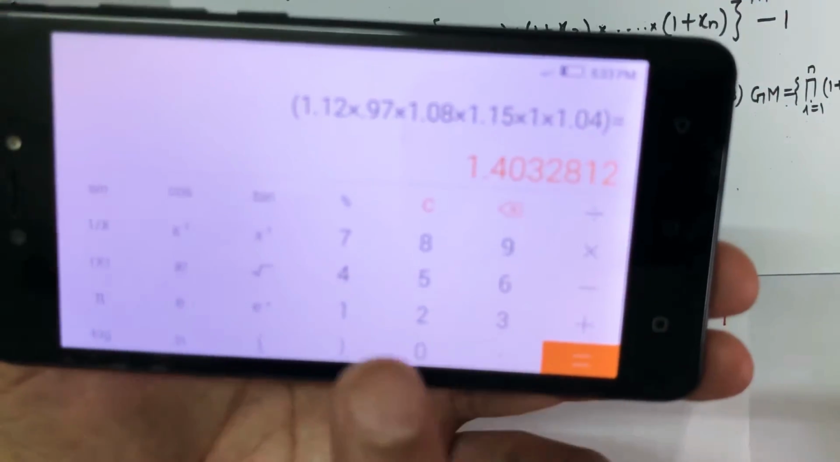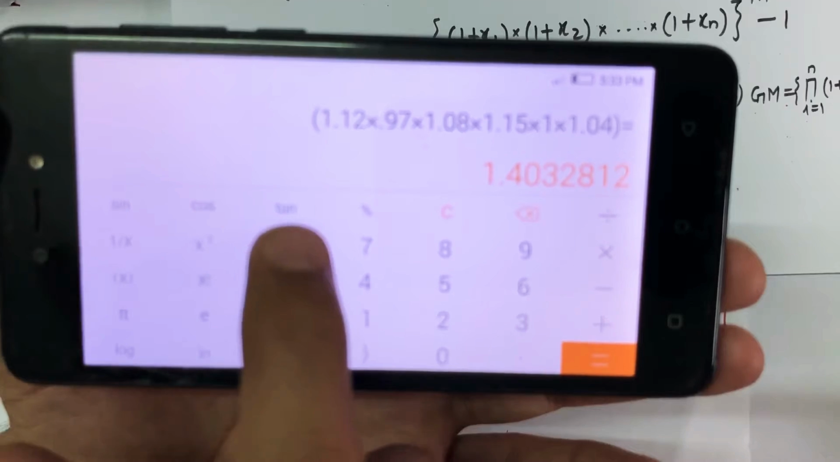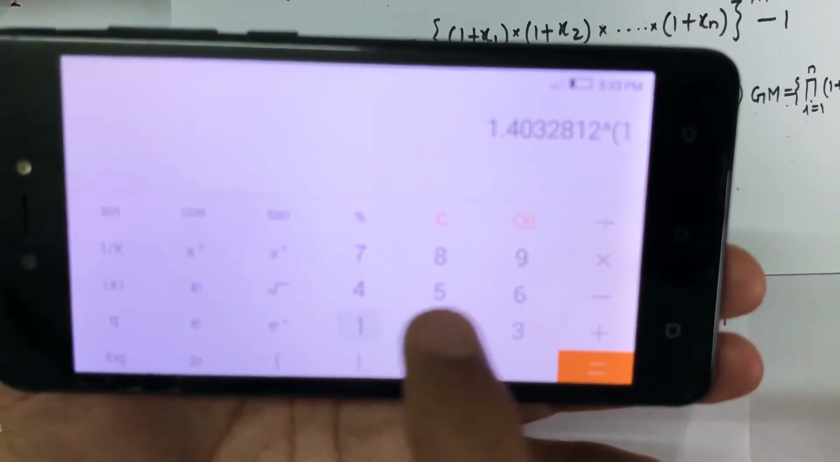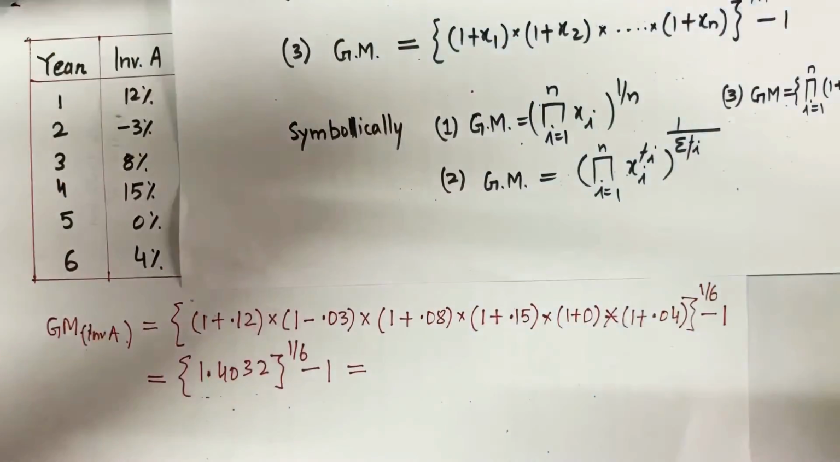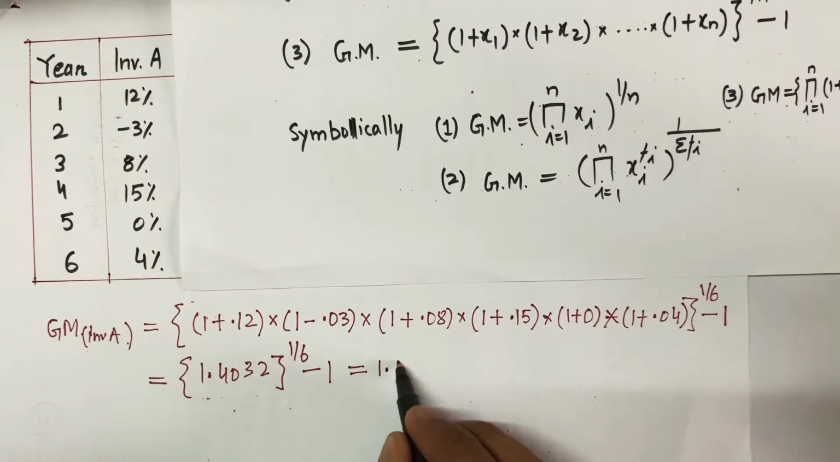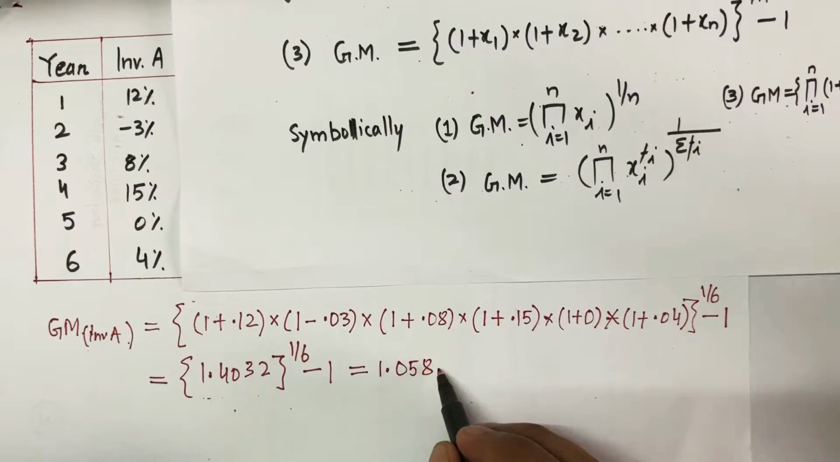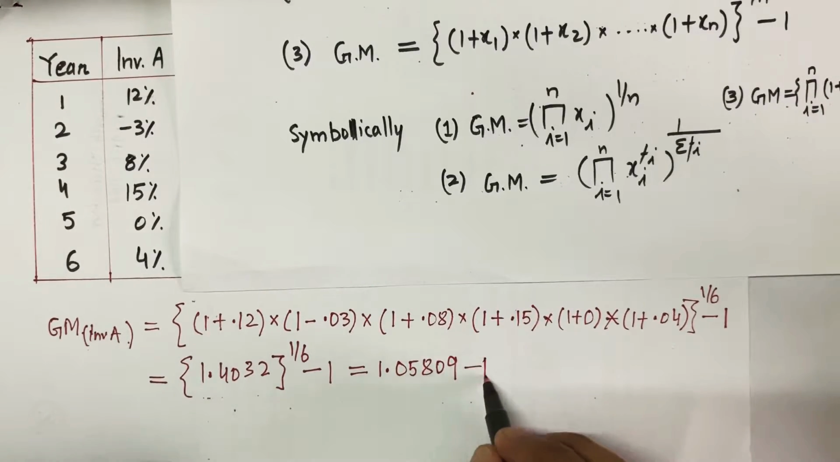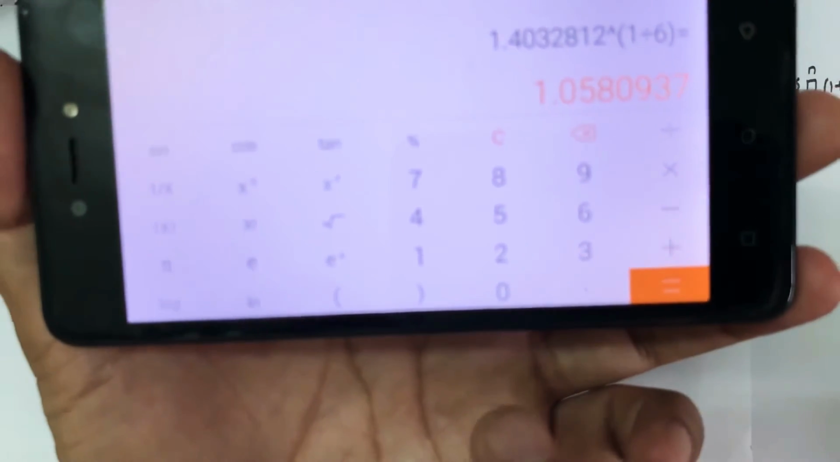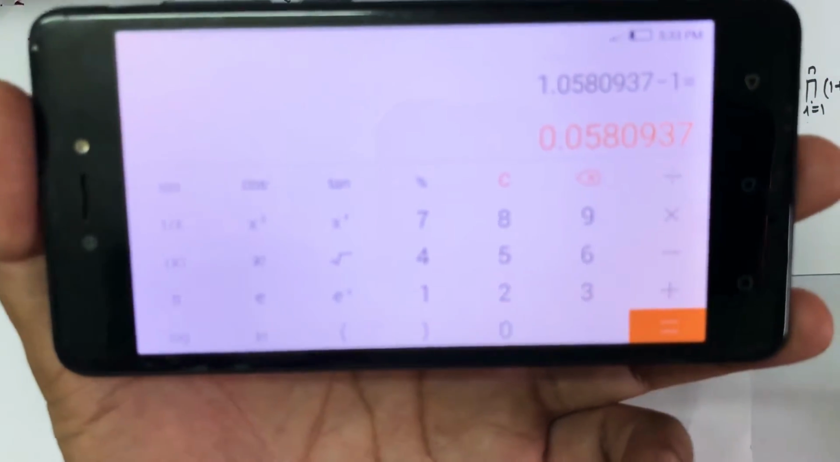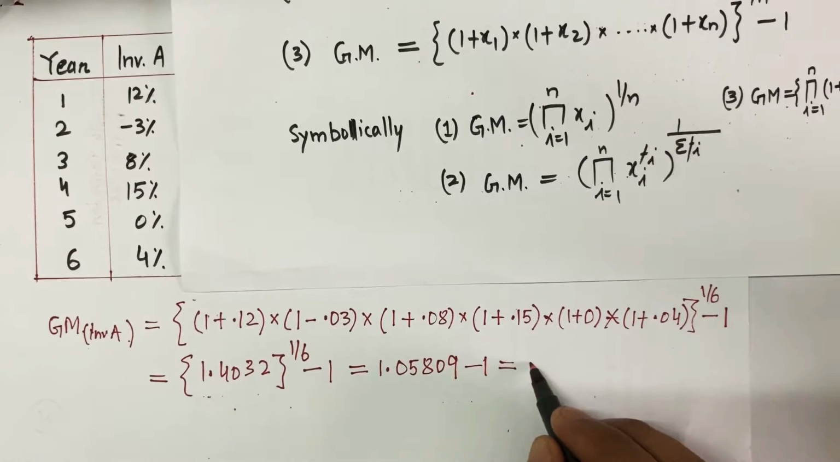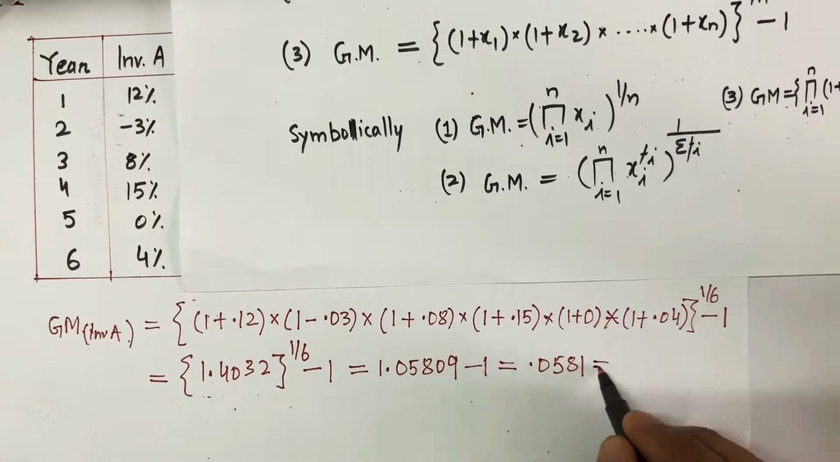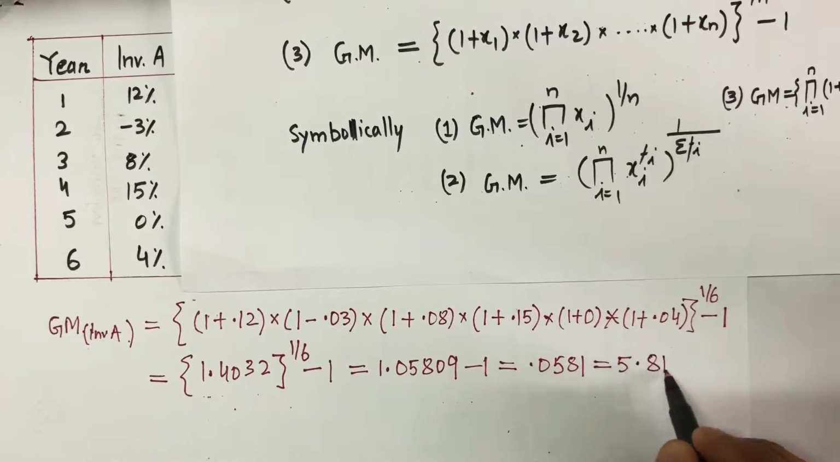So what I'm going to do next is calculate the power 1 by 6. I'll use the x raised to the power y function right here, and raised to the power 1 by 6. So that gives me 1.058097, so it is going to give me 1.058, and then subtract 1. So I'm going to subtract 1 out of it, that gives me 0.05809, so I can write it as 0.0581. If I convert it into percentage, I multiply it by 100 and it gives me 5.81% return.